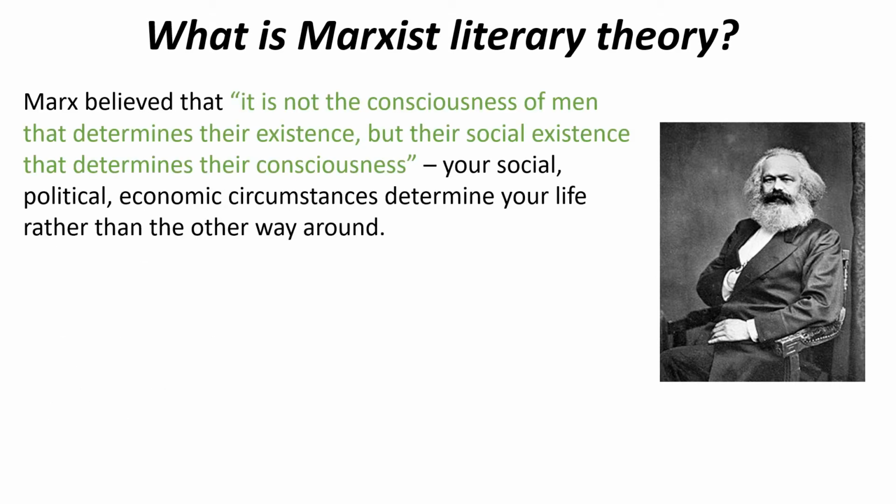So Marx believed that it is not the consciousness of men that determines their existence, but their social existence that determines their consciousness. And this would have been a radical idea at the time that Marx was writing. What he means by this is that it's your social, political, economic circumstances that determine your life rather than it being the other way around. So I suppose he's echoing Jean-Jacques Rousseau's comment that man is born free but everywhere is in chains, that it's the situation of society that entraps men and takes away their individuality and their liberty.